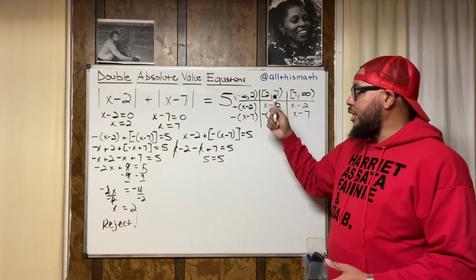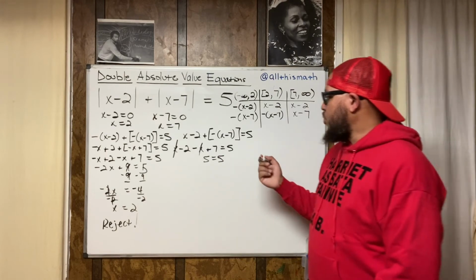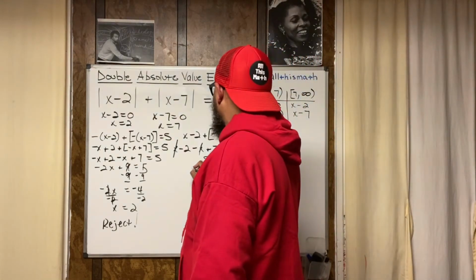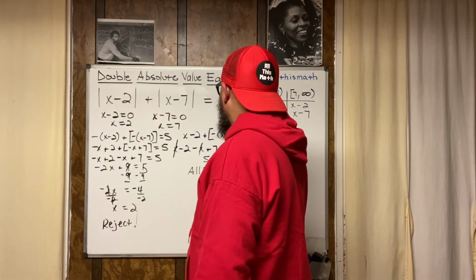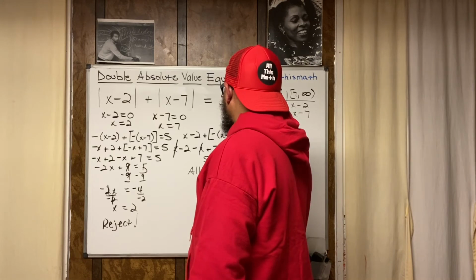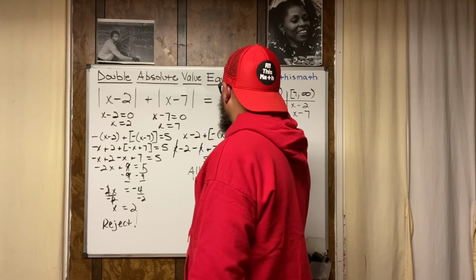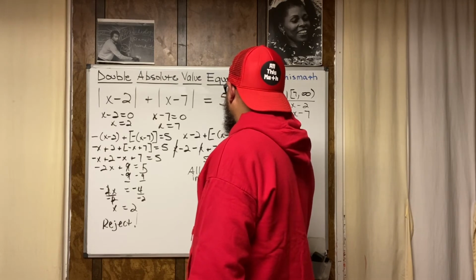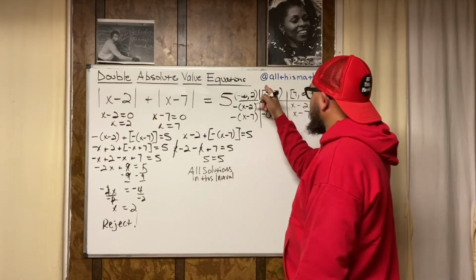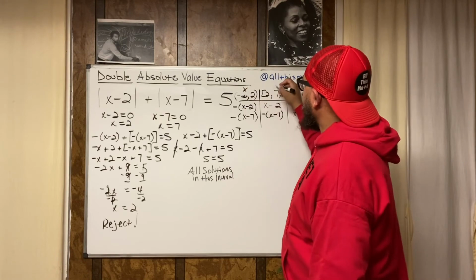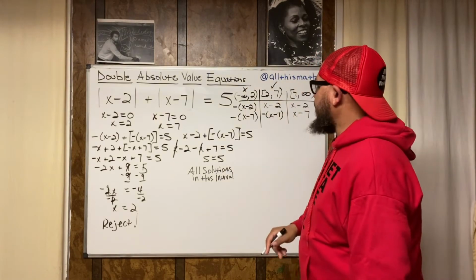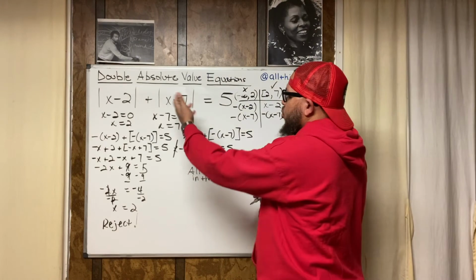2 is included in this interval, right? So we would say all solutions in this interval, or something like that. All solutions in this interval. So from 2 to 7. So this is no good. This is good. From 2 to 7. Let's test it, right? We already know 2 is the solution, so that's good.